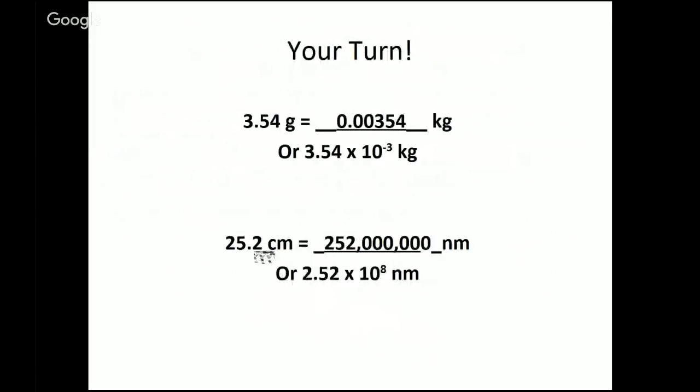You can see that that's what's been done here. We needed to move this decimal point 7 places to the right. So we moved it 1, 2, 3, 4, 5, 6, 7. And that gives us this really big number, which can also be expressed in scientific notation.